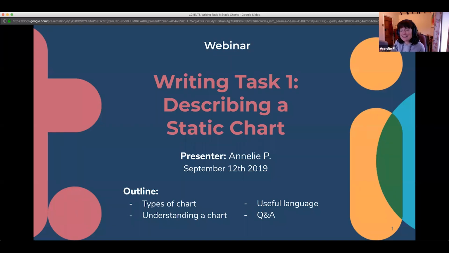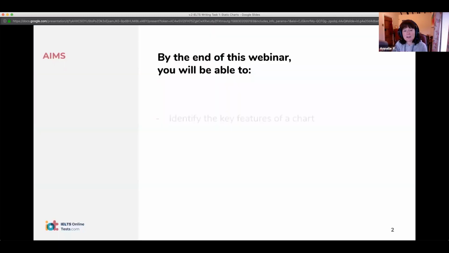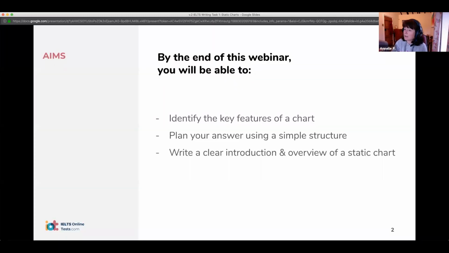So we're looking at Task 1 today for the Academic module, and specifically we're going to look at a static chart. That's where there isn't a timeline with a line graph, but you have things like bar charts and pie charts. We'll be having a look at the structure and some of the language that you need to use, okay?